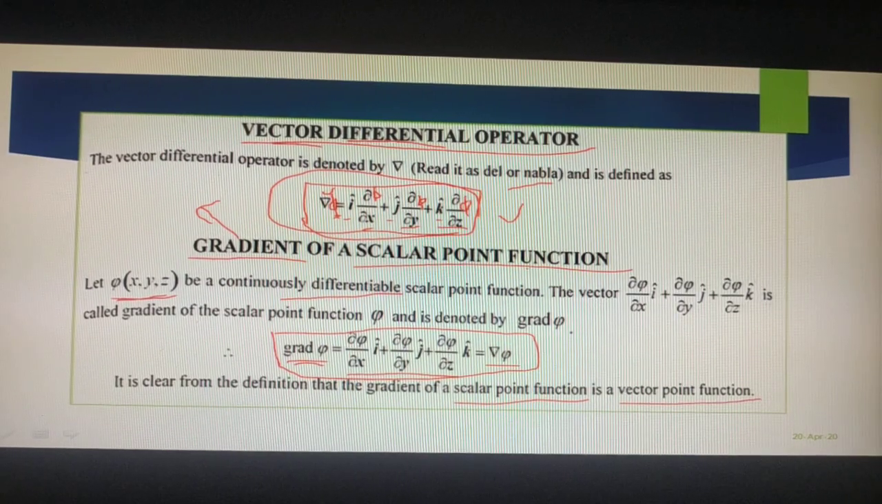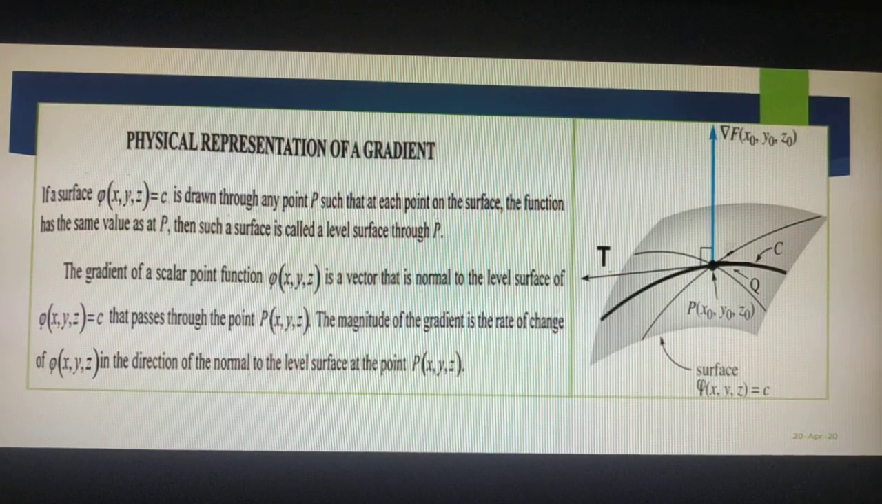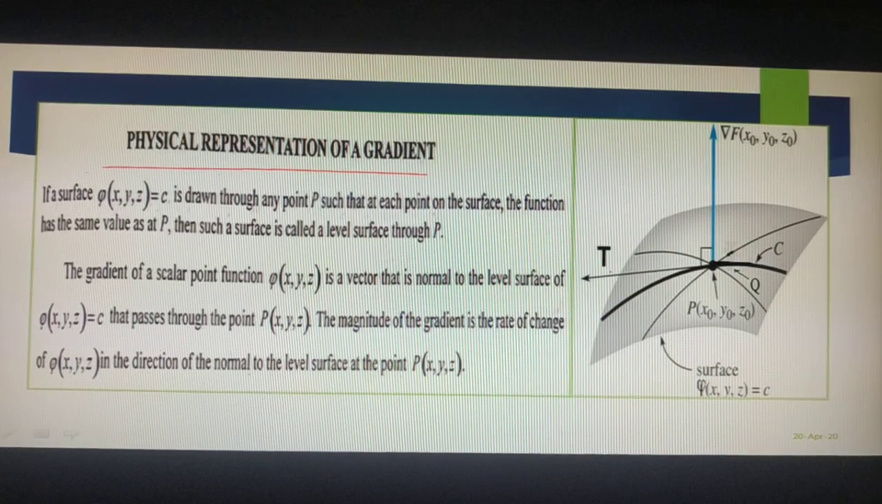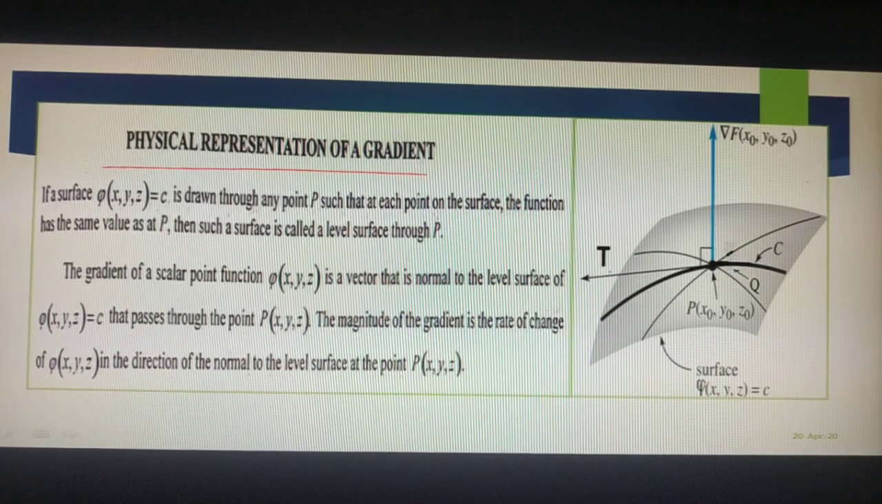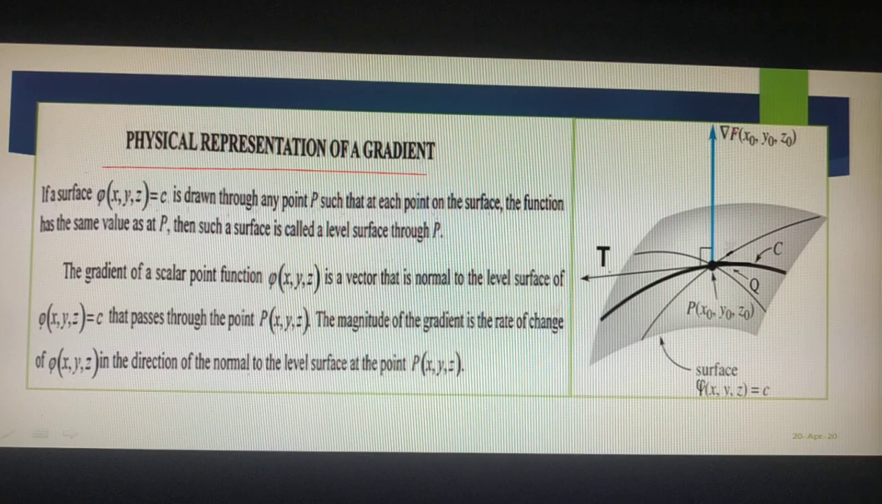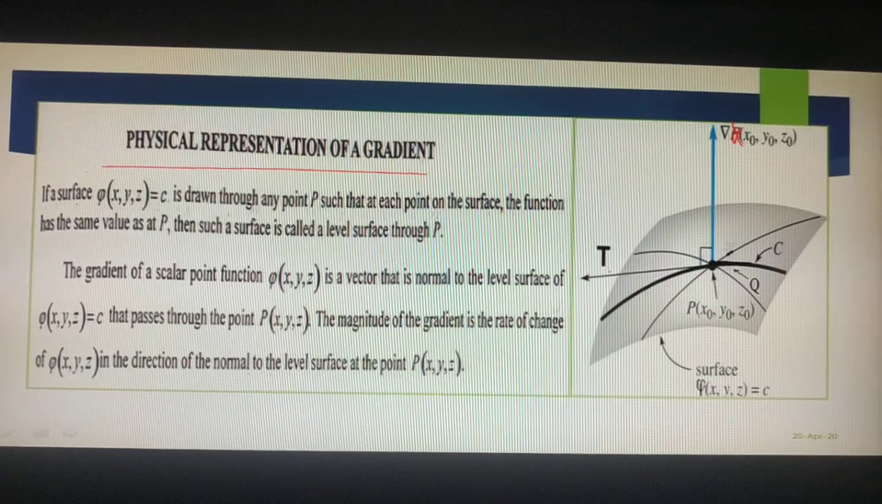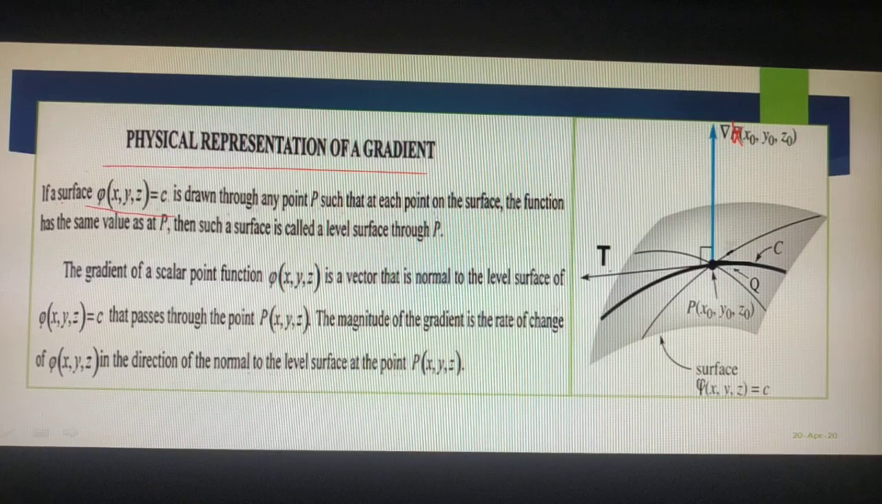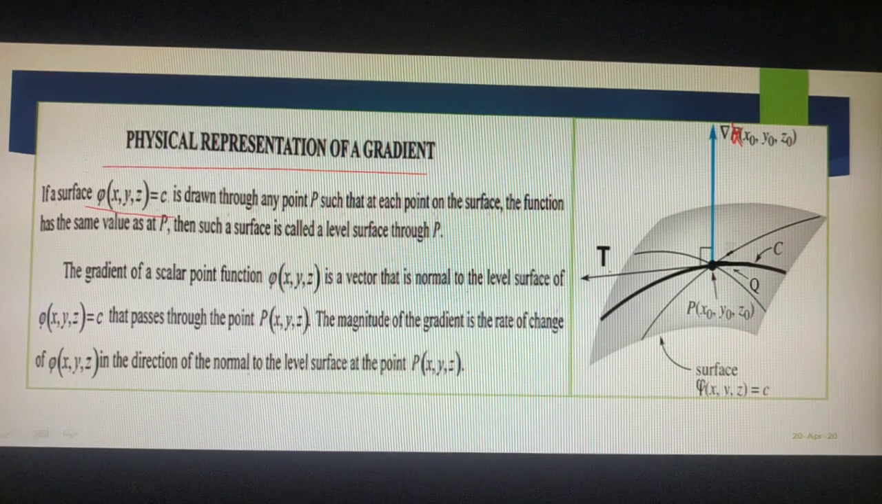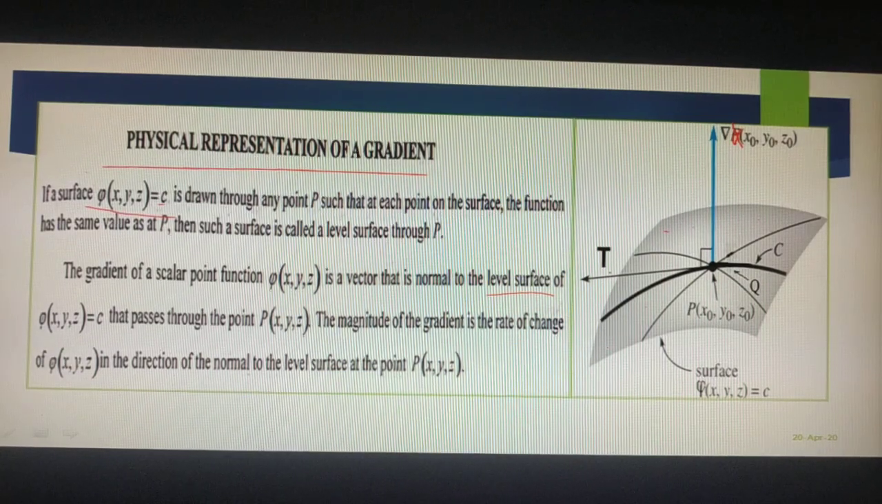So let us see the physical interpretation of this, the physical representation of a gradient. You see here, this is del phi. Please take it as del phi, because here I consider it as phi. Phi of xyz is equal to c. It is a level surface. When I write c, it means at all points the functional value is constant. So it's a level surface.